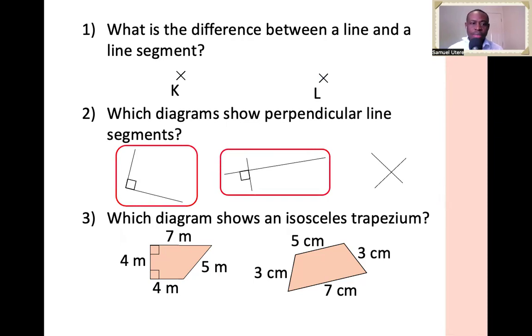Next, you will ask which diagram shows an isosceles trapezium. If you remember, when we learned about isosceles triangle, the two sides were equal. So if we have an isosceles trapezium, the two sides, non-parallel sides, have to be equal. So that is the isosceles trapezium.